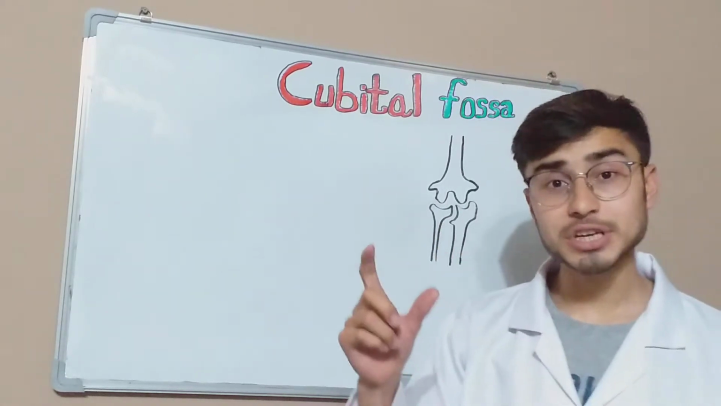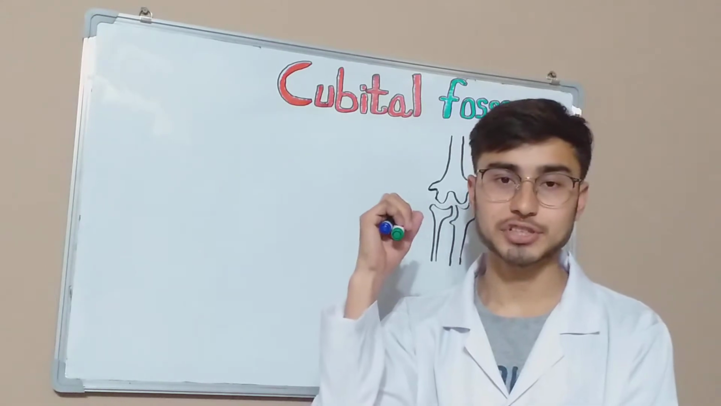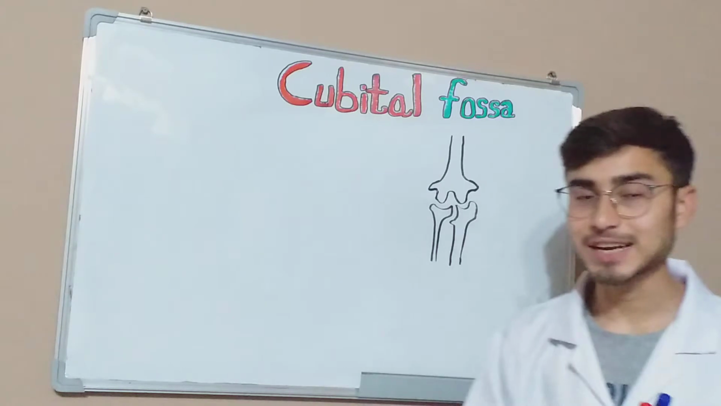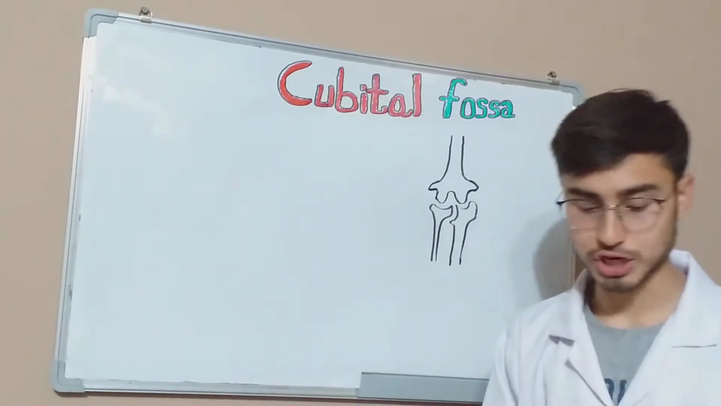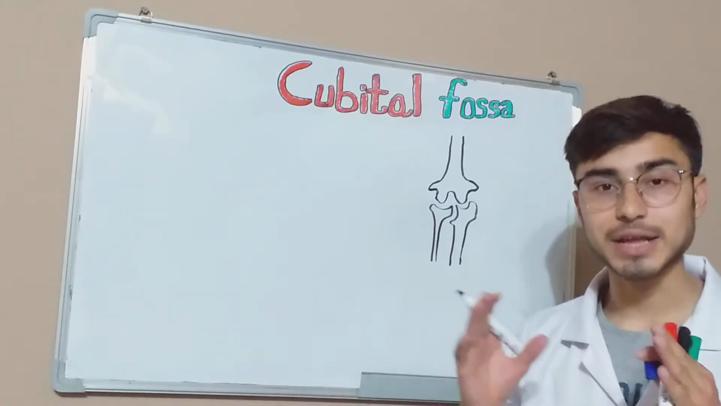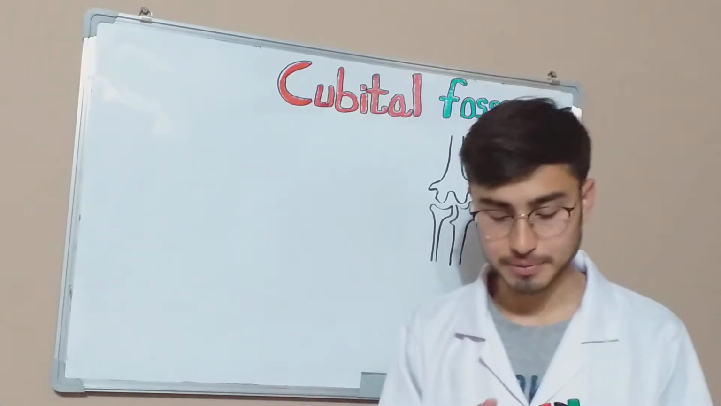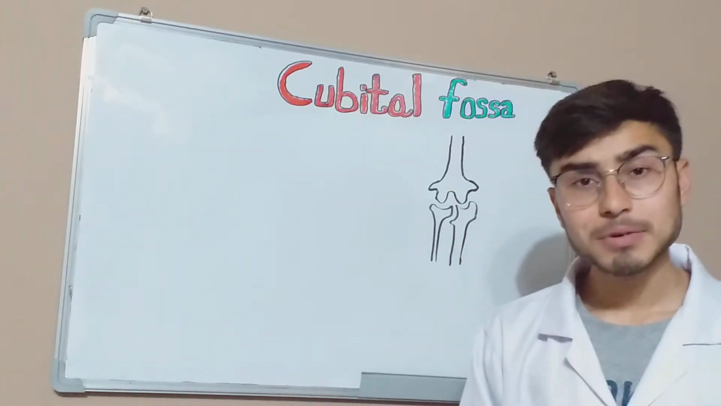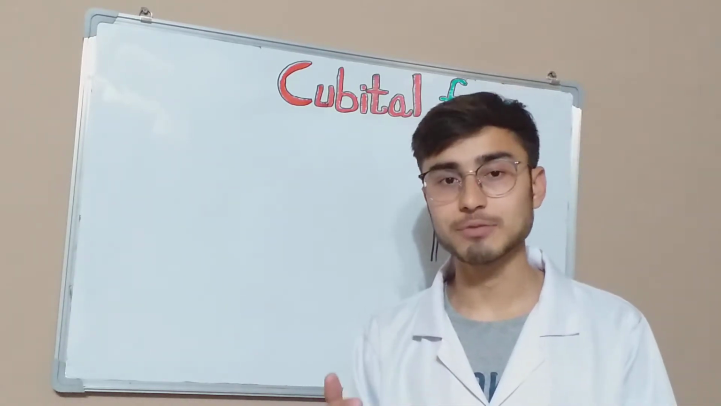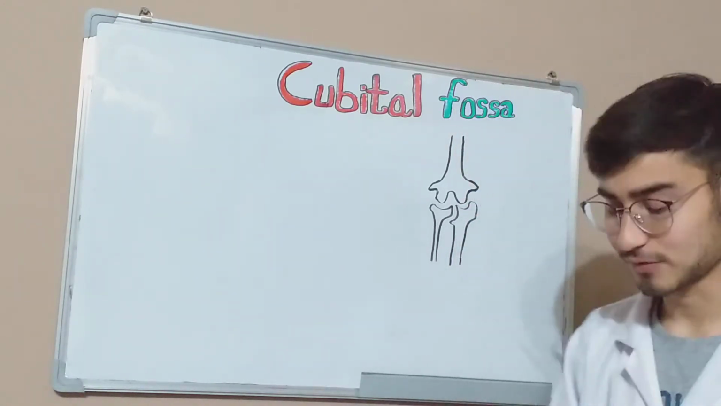The word cubit is a Latin word, and cubital means the elbow joint. The cubital fossa is a triangular depression that is present at the anterior aspect of the elbow joint. So regarding the location, you should remember that it is a triangular depression at the anterior aspect of the elbow joint. Now, before I dive deep into the structures forming the cubital fossa, the muscles, let me explain the bones of the cubital fossa first.